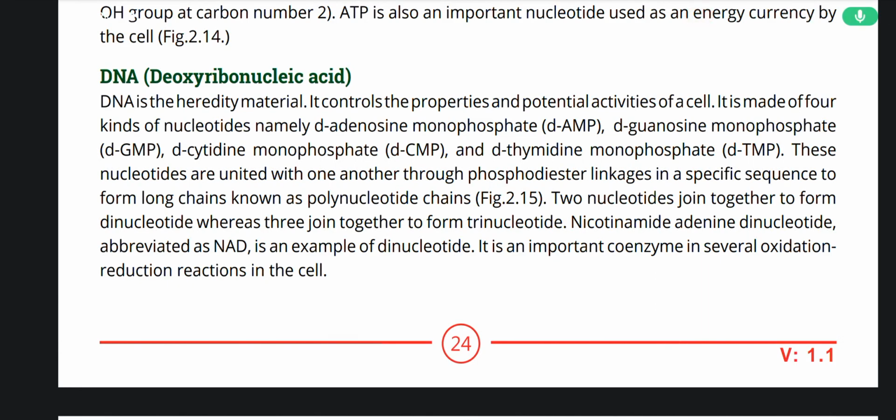Let's look at what is DNA, or deoxyribonucleic acid. DNA is a hereditary material. It controls the properties and potential activities of a cell. It is made up of four kinds of nucleotides, namely D-adenosine monophosphate, D-guanosine monophosphate, D-cytidine monophosphate, and D-thymidine monophosphate.